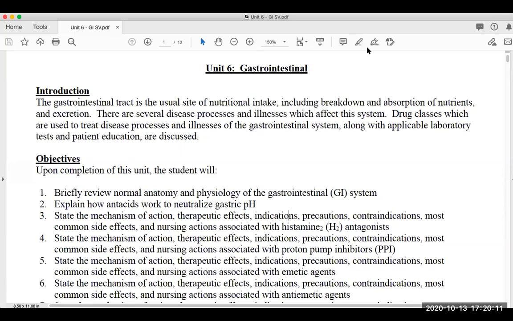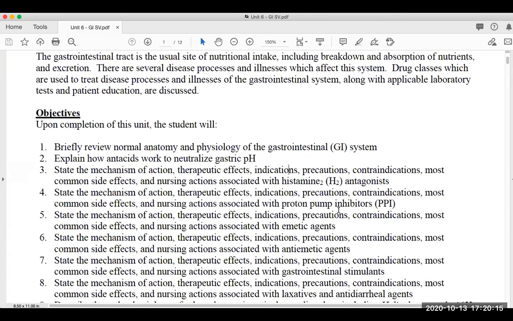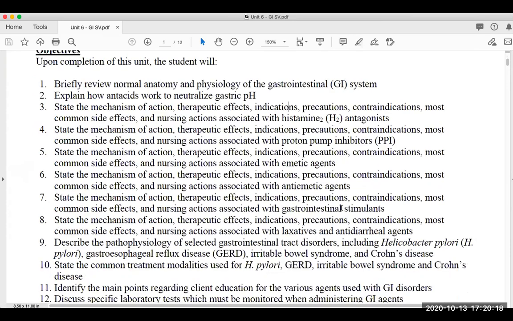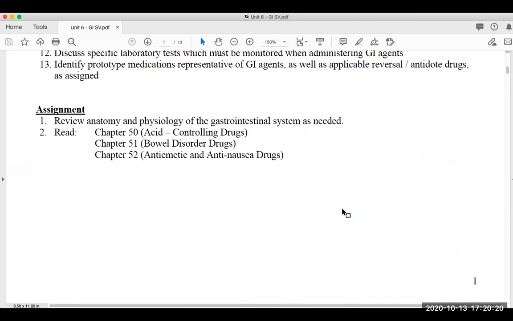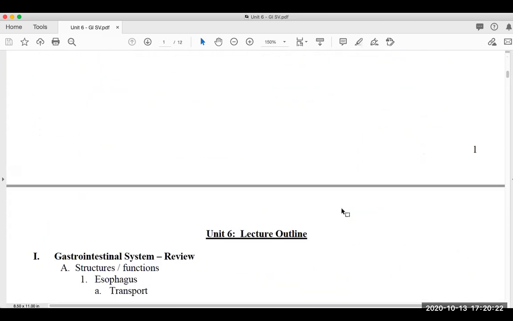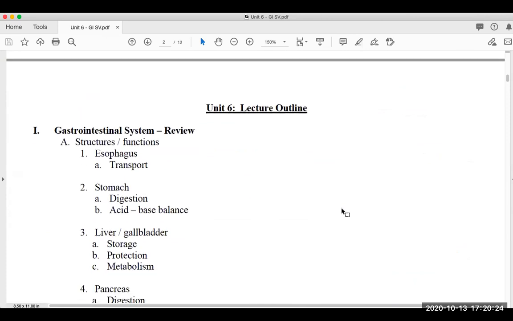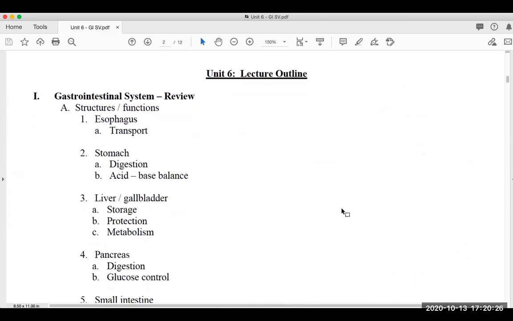Okay, so this is your Unit 6 GI lecture. Again, here are the objectives for the lecture and the associated chapters in your textbook that you can refer to. Again, I'm going to be flipping back and forth between lecture and slides. So just make sure you have the PowerPoint up next to you as well so you can refer to those and be following along on your unit outline when I flip to those pictures, okay?